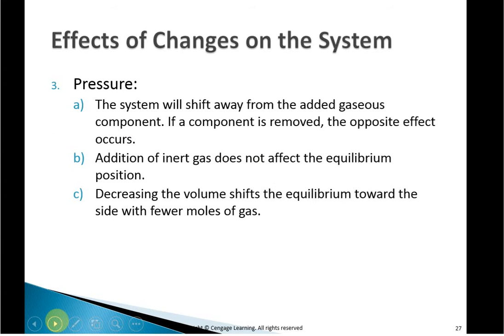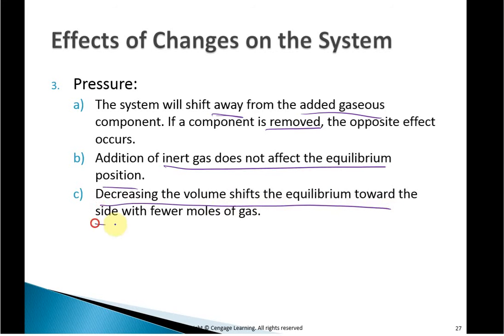In terms of pressure, if you increase pressure, if you add in gaseous component, it's going to shift away from it. If you remove a gas component, it's going to shift towards that gas component that was removed. If you add an inert gas, nothing changes. Decreasing volume is going to shift to the side with fewer moles of a gas.